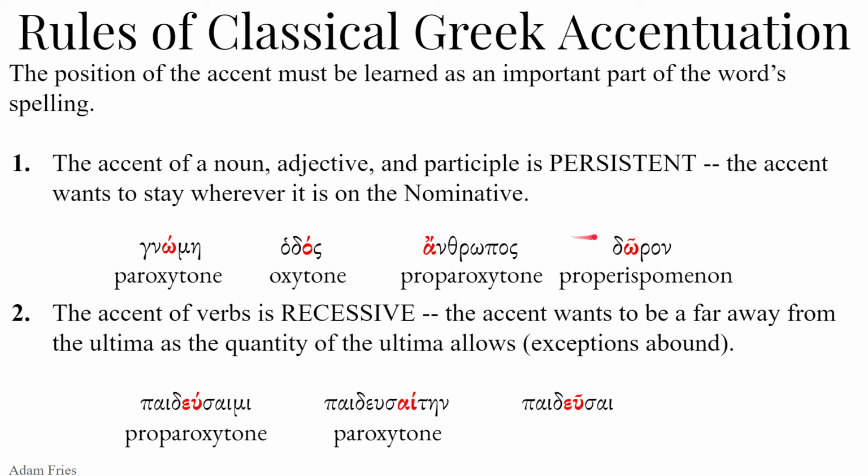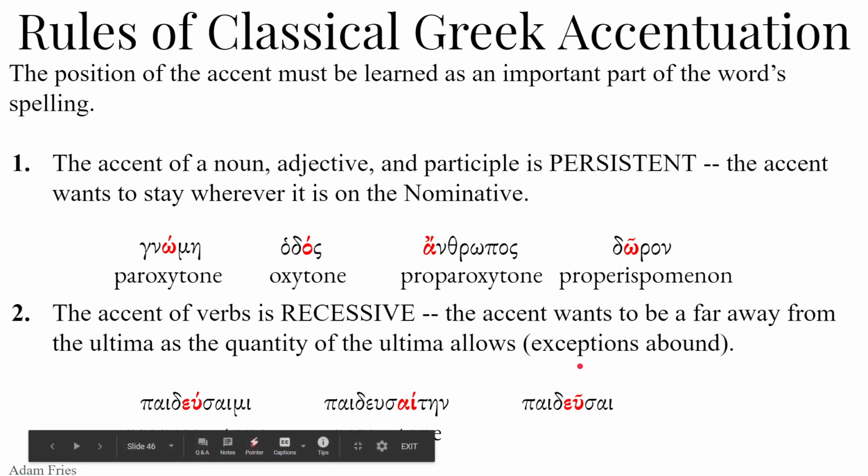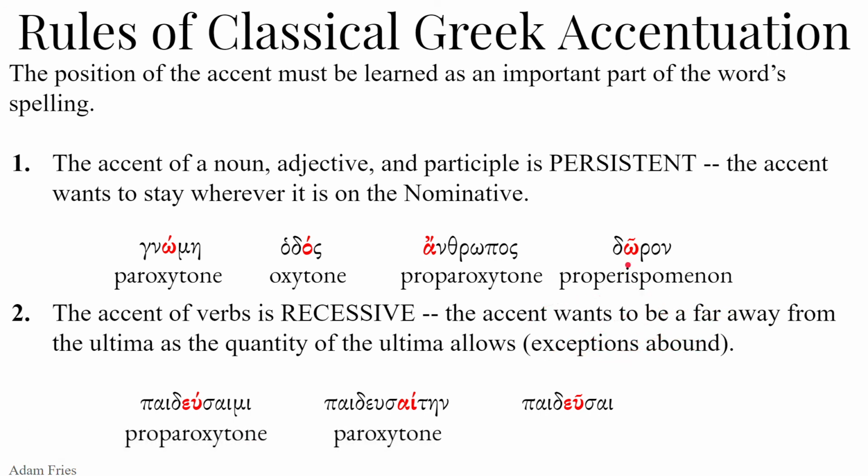And then, of course, exceptions abound. Well, shouldn't that iota be long, and then you can't have a circumflex on a penult if the ultima is long? Yes, but exceptions abound. Greek is full of rule breakers. Paideosai. So that is the aorist active infinitive, and that is going to be not perispomenon, not paroxytone, but properispomenon. Paideosai, properispomenon.